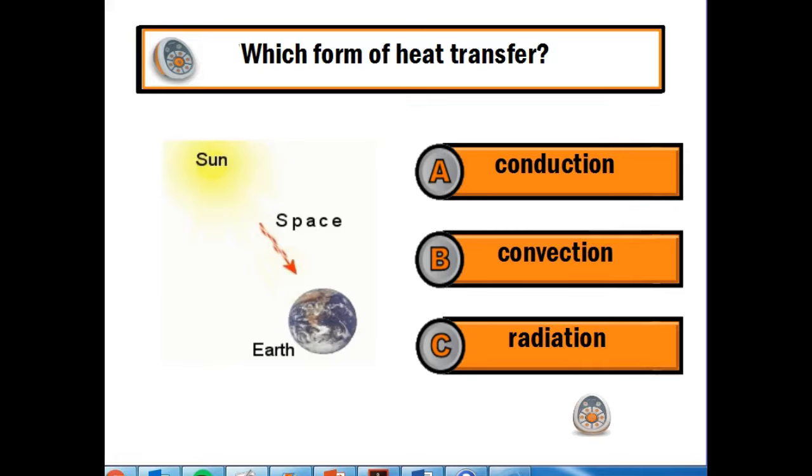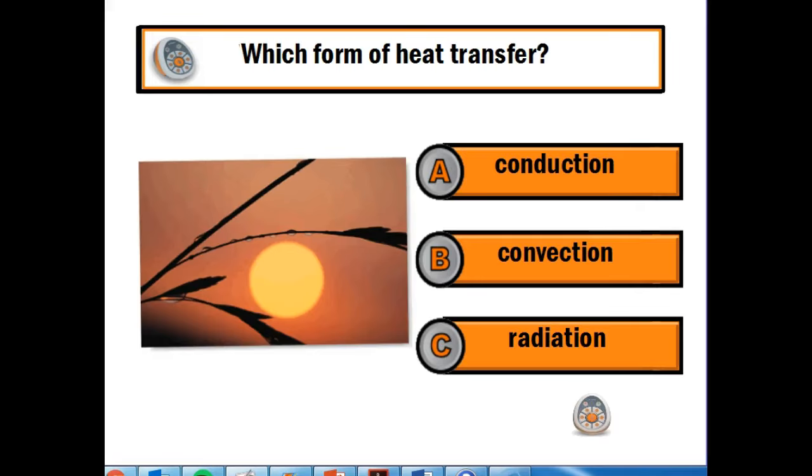So what about this one? This picture should look familiar. Is this conduction, convection, or radiation? Yes, this is radiation. The heat from the sun travels through empty space until it reaches the Earth and all the other planets. And what about this one? Here's a picture of the sun again. Yes, this one's also radiation.